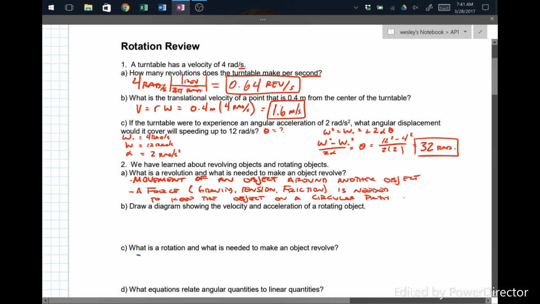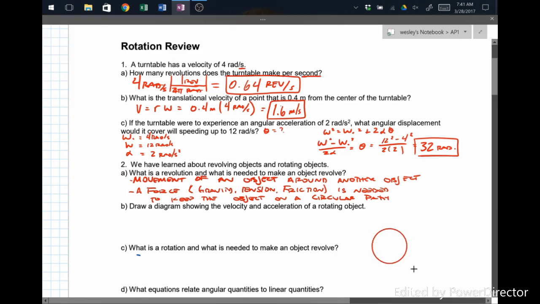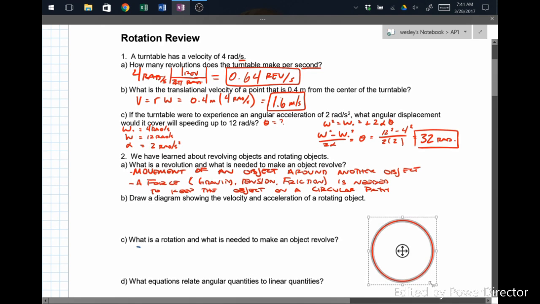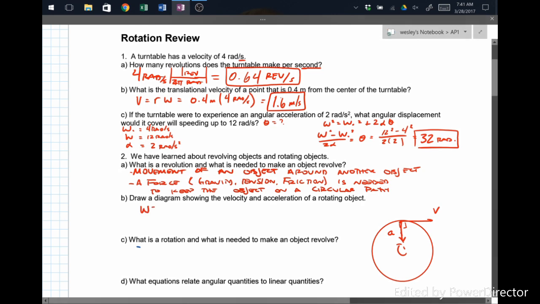Draw a diagram showing the velocity and the acceleration of a rotating object. So for a rotating object, we have something round. We'll say that something round is spinning this way, and if we look at a point here, the velocity is always going to be tangential to the radius, and the acceleration, the linear acceleration, is going to point in. So what's especially important for the velocity and for the acceleration and for the displacement is that omega is the perpendicular part of the velocity divided by the radius, not any other part, perpendicular part.